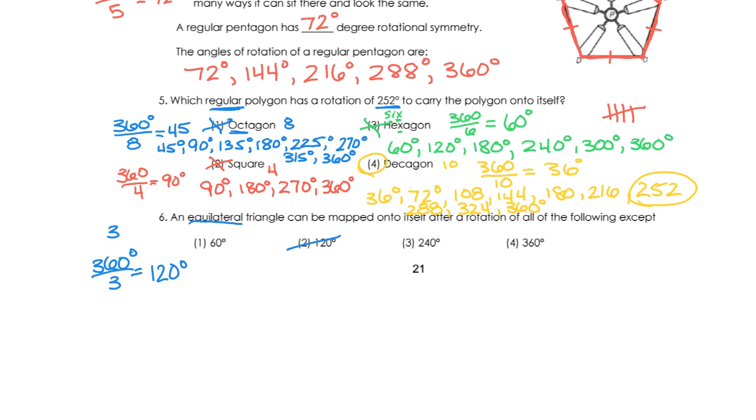And so 120 would be there. 2 turns of 120 would put you at 240. And then 1 more rotation of 120 degrees would put you right back at 360. And so it's going to be choice 1. You can't turn an equilateral triangle 60 degrees.